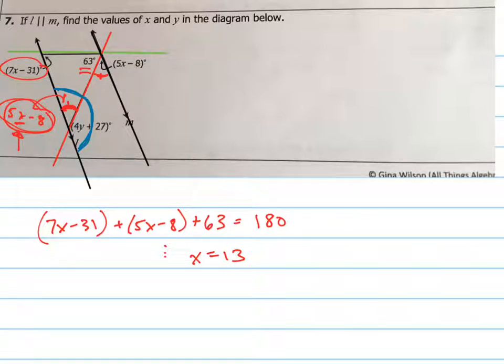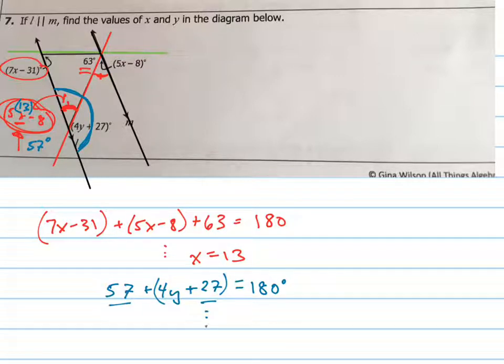So let's set that up. What's 13 times 5? 65 minus 8. What's 65 minus 8? So that's 57. And that means 57 plus 4y plus 27, which is that other angle. Those add up to 180 because they're a linear pair. That makes sense. So now solve for y.